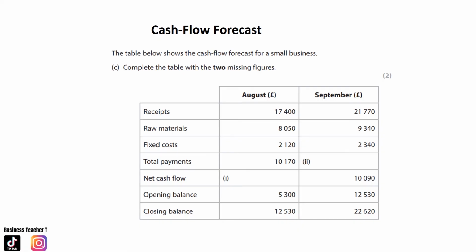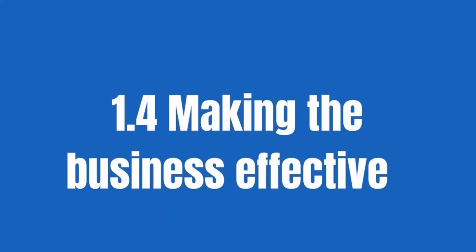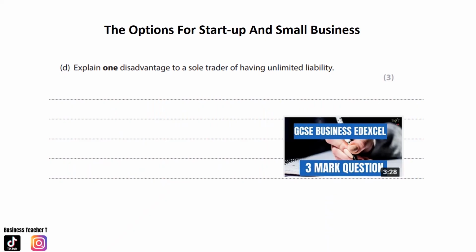The next two sections will be shorter than the last. Let's go on to 1.4, making the business effective. Back to a 3-mark question. Explain one disadvantage to a sole trader of having unlimited liability. Give it a go.